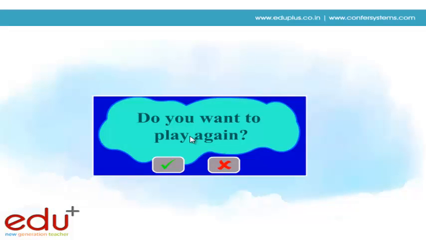After finishing the game, one message box is displayed: Do you want to play again? If you want to play again, then click the correct button. Otherwise, if you do not want to play again, then click the exit button. Right now, we exit this game.